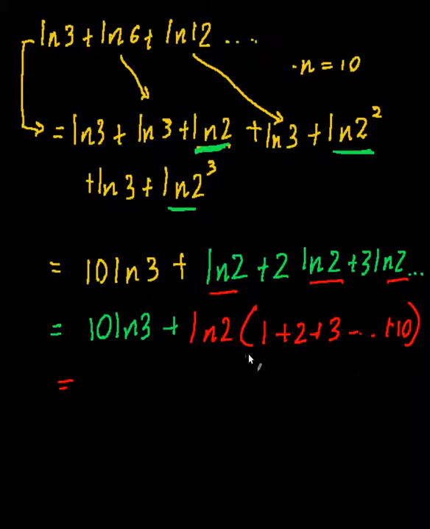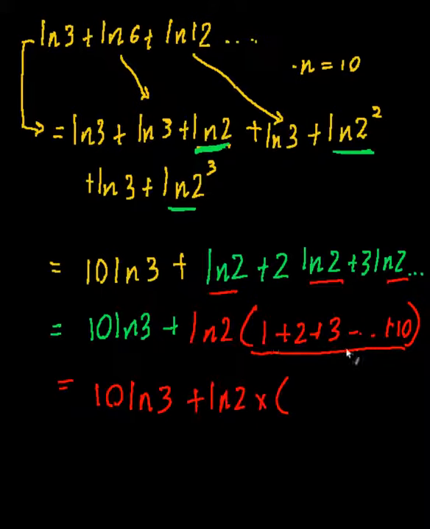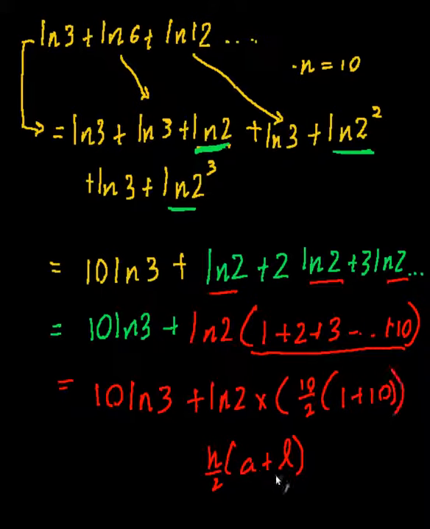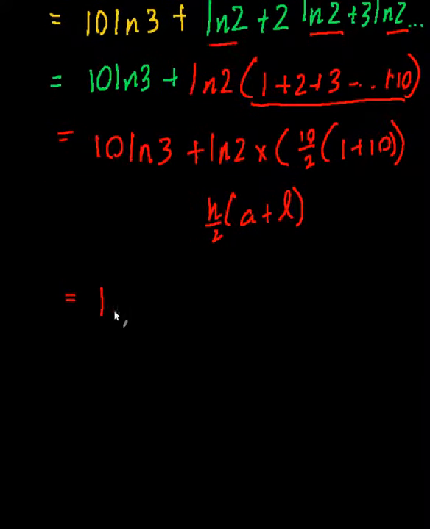Okay, so now this part is an arithmetic series. So it will end up being ln 2 times, so there are 10 terms, so applying the formula n on 2 times a plus l, I will end up getting 10 on 2, which is 5, times 1 plus 10. Okay, so the final simplification of this problem is going to be 10 ln 3 plus, so that's 5 times 11, so 55 ln 2.